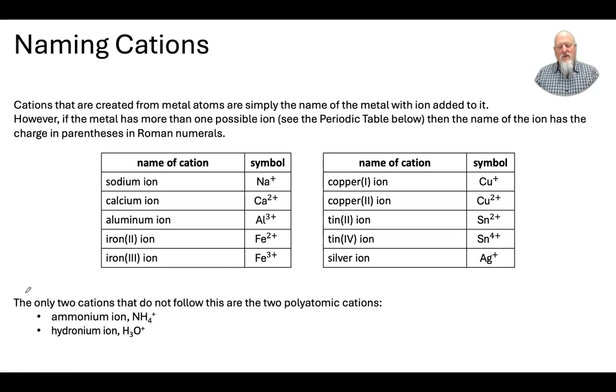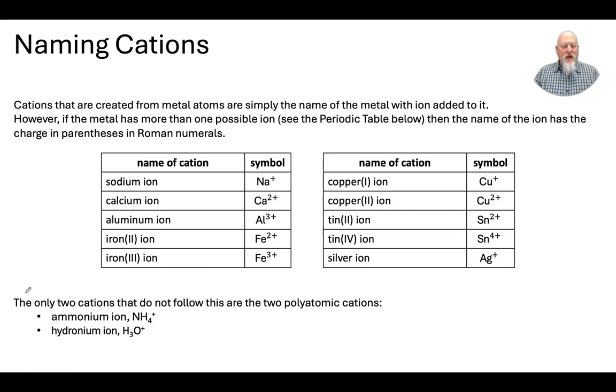So when we name cations, most of the main group element cations, at least the first group, the second group, and the third group, the one with aluminum, are simply the name of the metal plus ion. Like Na+, the sodium ion, Ca2+, the calcium ion. The aluminum ion is Al3+.